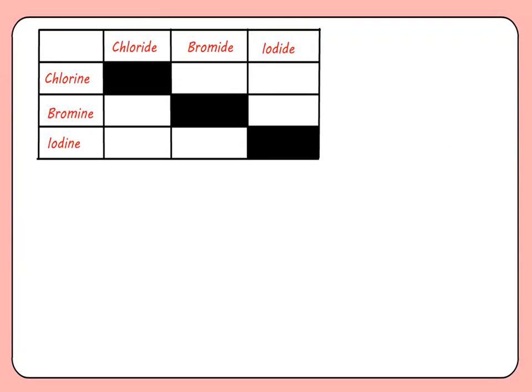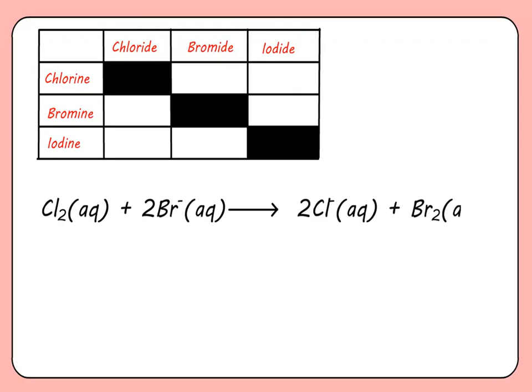The order of reactivity for the halogens can be worked out by carrying out a series of displacement reactions, where the halogen in water is added to a solution of halide ions. If chlorine water is added to bromide ions, as we have seen, the more reactive chlorine will displace the less reactive bromide, and the bromine will appear as an orange coloration.